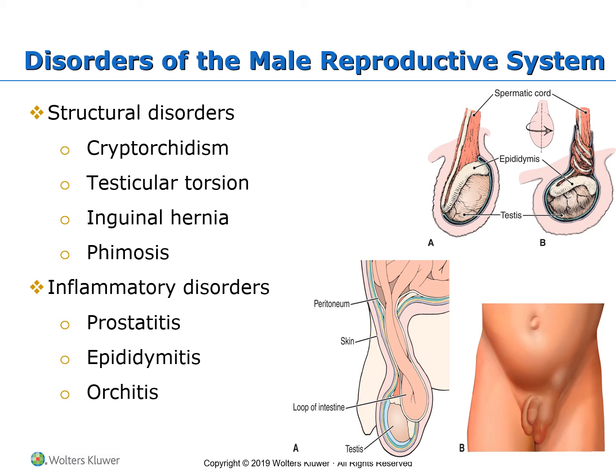Phimosis is another condition that is characterized by a tightness of the foreskin, or the prepuce, that cannot be drawn back. The phimosis can be fixed by circumcision, when that part of the foreskin is removed.